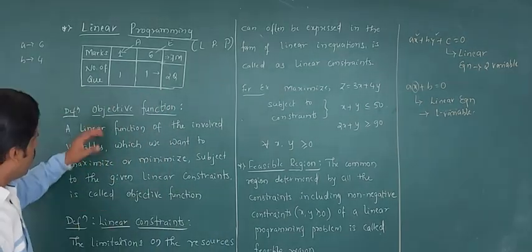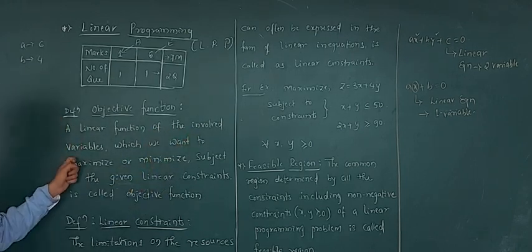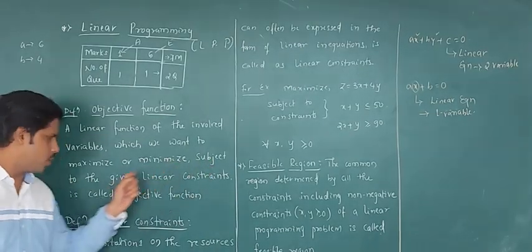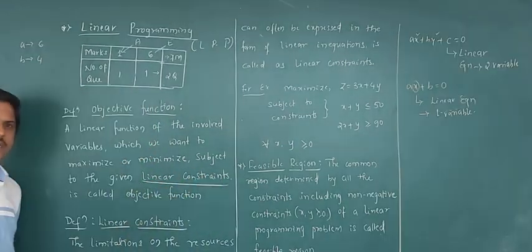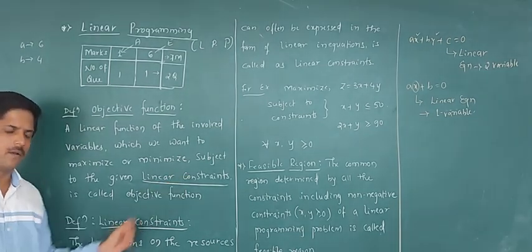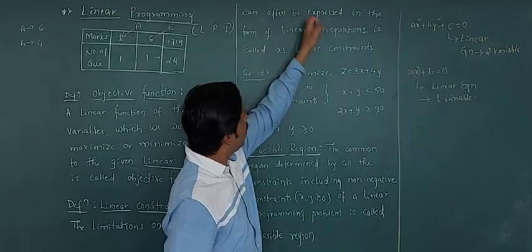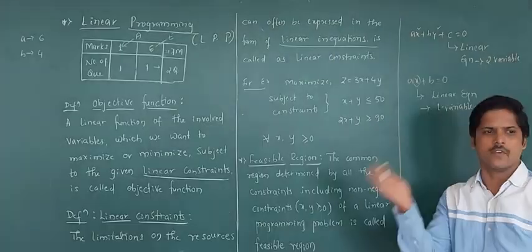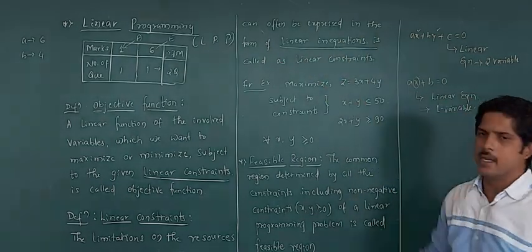What is the objective function here? A linear function of the involved variables which we want to maximize or minimize, subject to the given linear constraints, is called the objective function. This is very, very important. Similarly, what are linear constraints? The limitations on the resources can often be expressed in the form of linear inequations, which we studied in the first year. So linear inequations are called linear constraints.